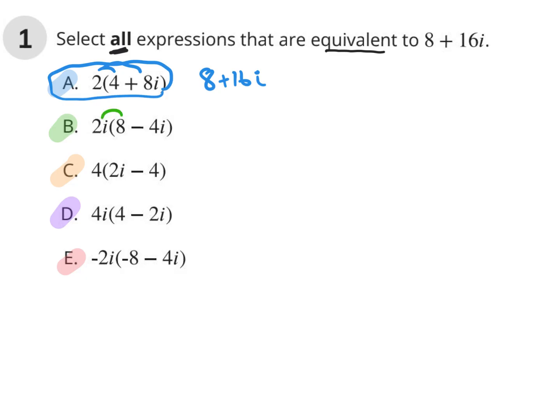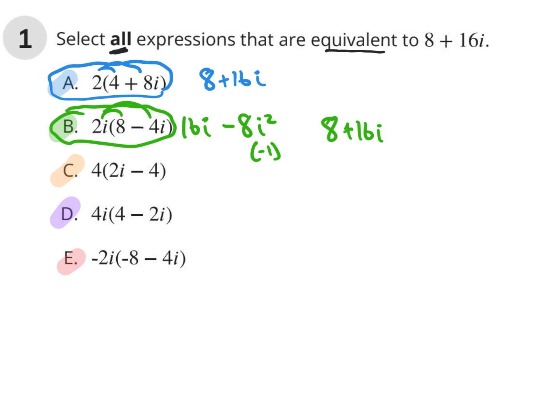B, I'm going to distribute. We get 16i minus 2i times 4i is 8i squared. But i squared is negative 1. So negative 1 times negative 8 is positive 8 plus 16i. So B works.